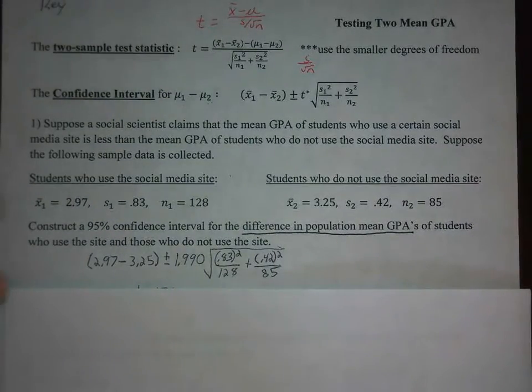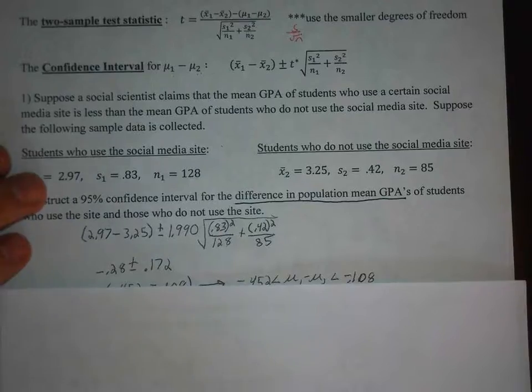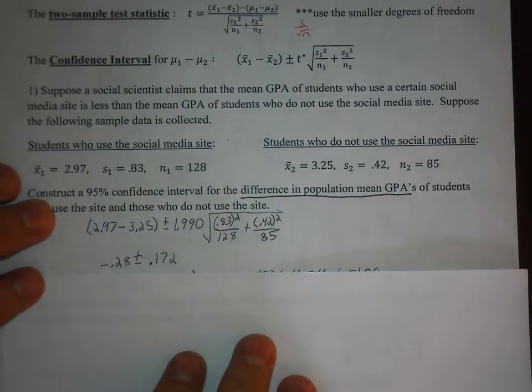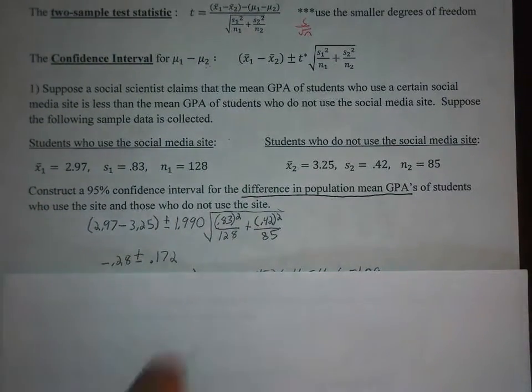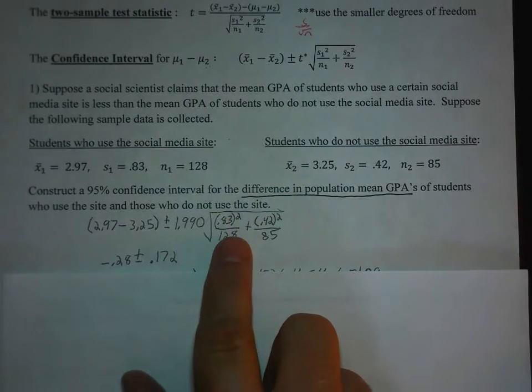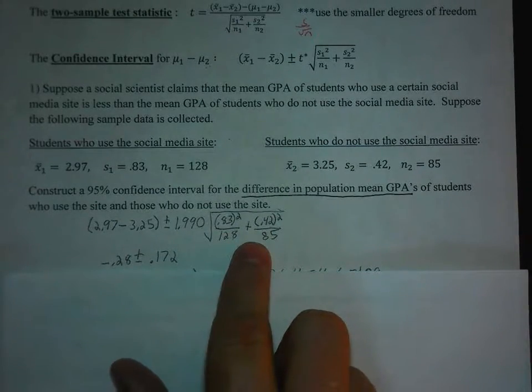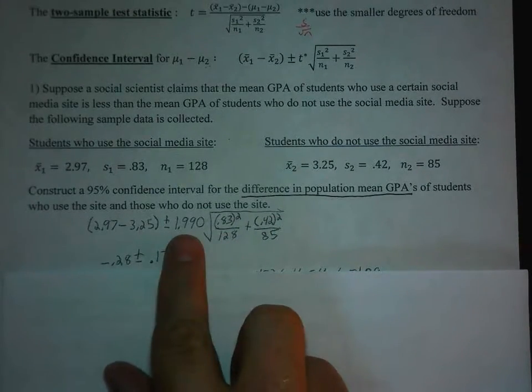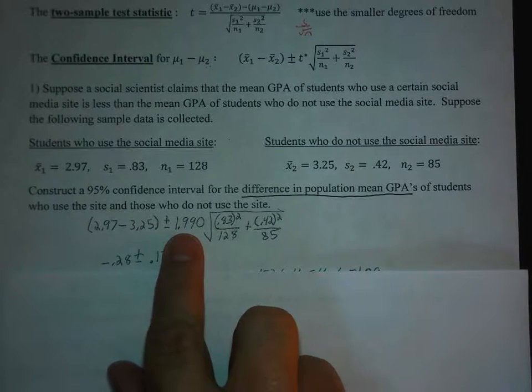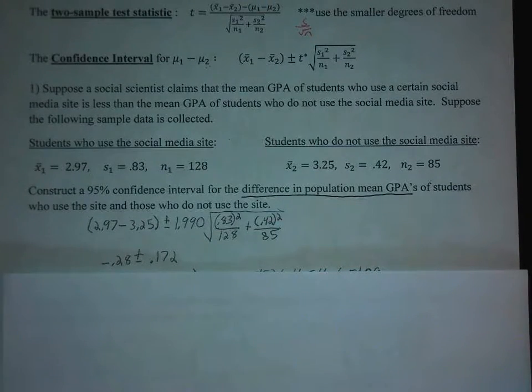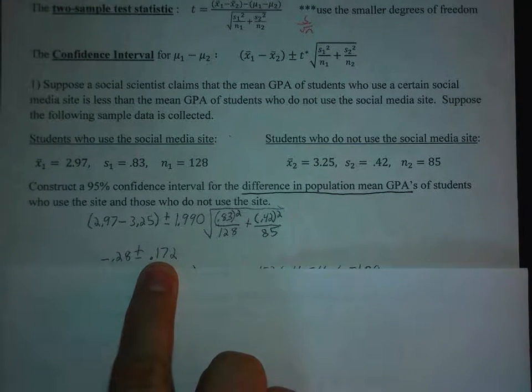The most annoying part of this is probably the substitution into your calculator. What I suggest you do is calculate what's under the square root first, and then multiply by 1.99. I'll leave it up to you to do that and make sure it matches up. You should get something very close to 0.172, depending on rounding.